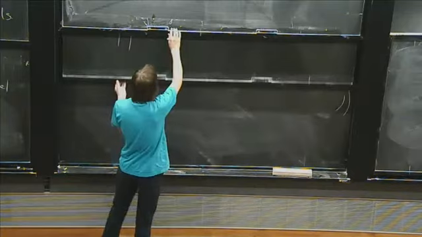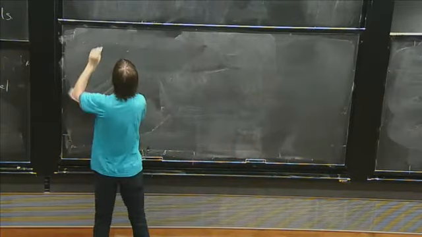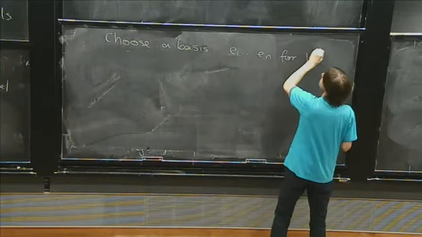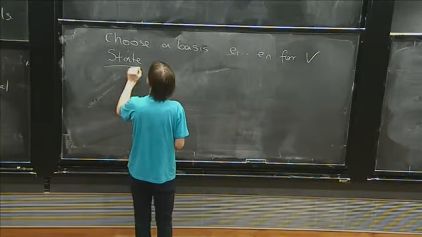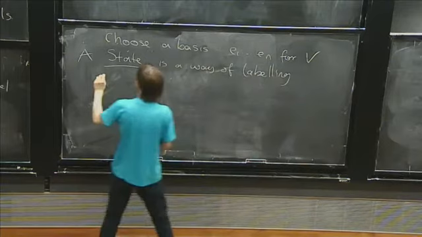Say, a state of the model. Well, let's see, back up one second. Let's choose a basis for V. A state is a way of labeling, maybe this is the wrong terminology, it's a way of labeling every edge by a basis element.